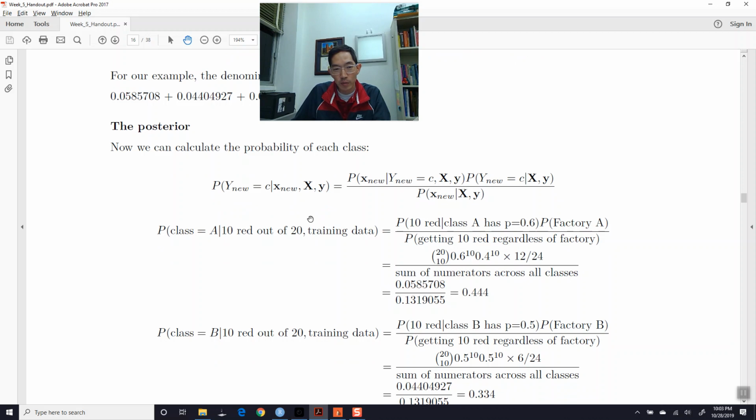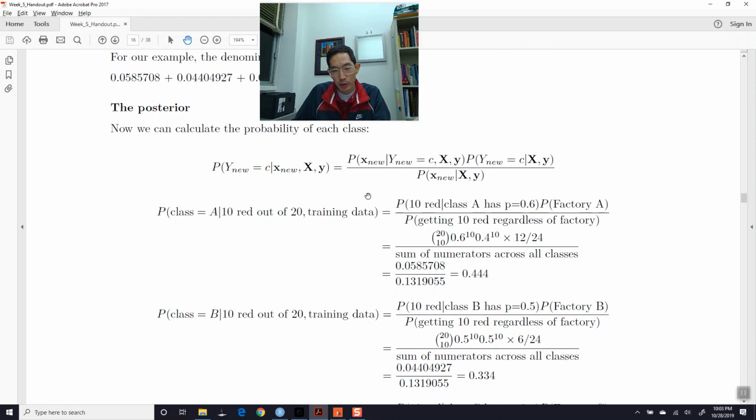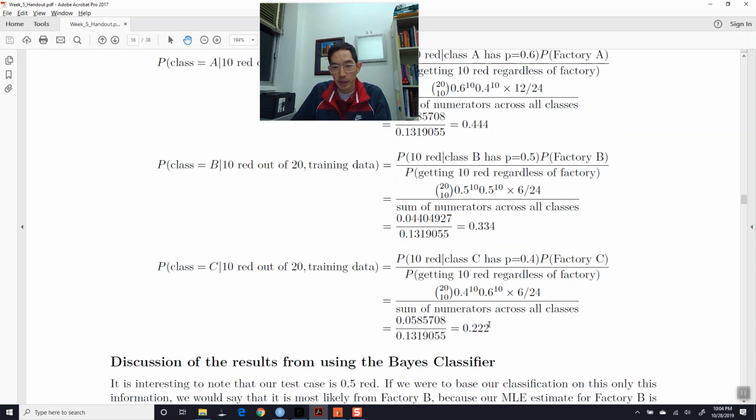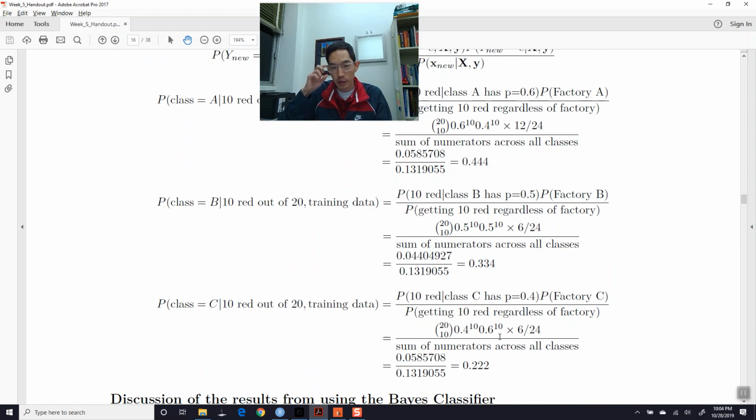And we do this and we get the numerator 0.0585 divided by the marginal, which we found to be 0.1319, and we get 0.0444. We do the calculation the same way for class B. Okay, the likelihood is different and the prior probabilities are different. Okay, and we get 0.334. Okay, and then lastly we get 0.222. It's just a coincidence that they come out this way.